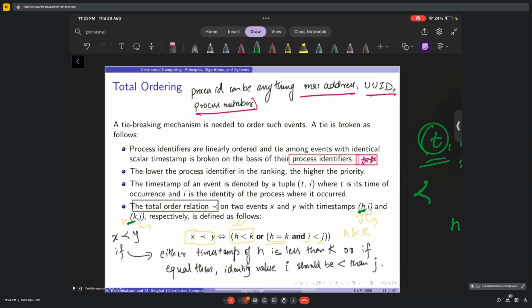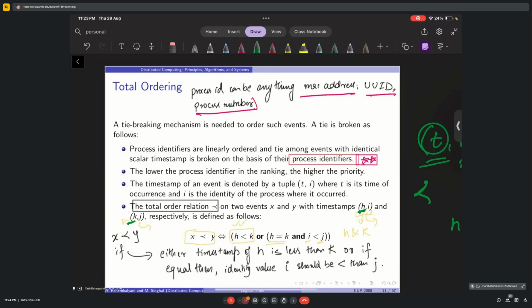Can anyone help me with this? Timestamp. Correct. This h and k is timestamp. Here, why are we learning this thing? Why did this come up at all? Because the problem occurred when there were same timestamps, right?